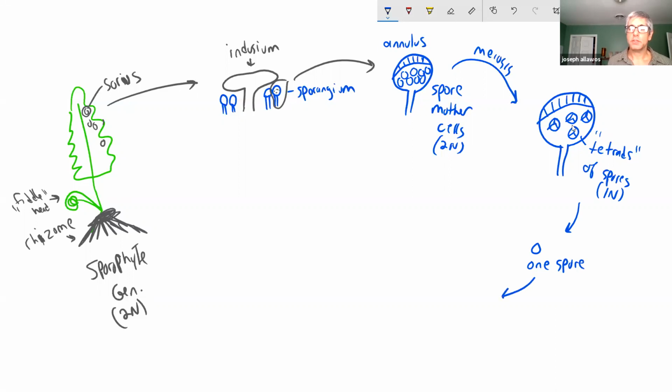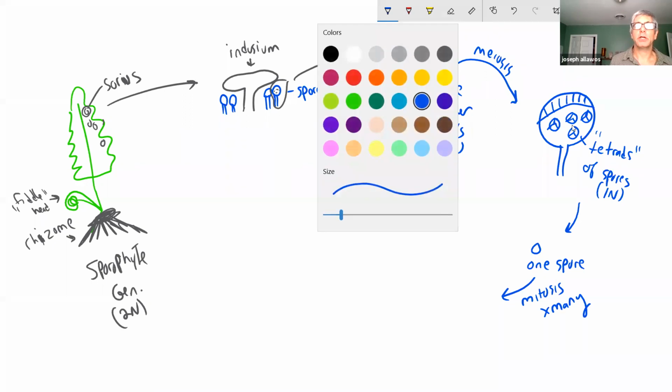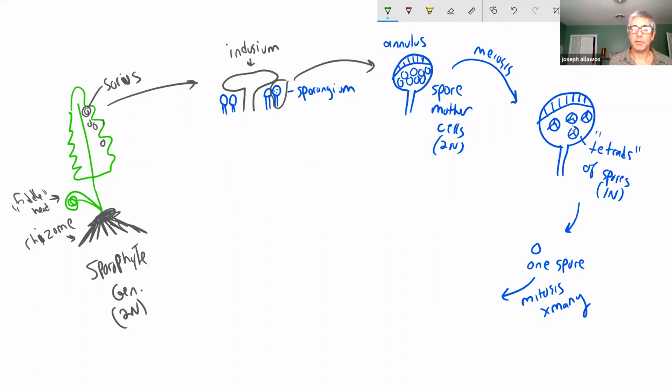Okay, and that one spore does mitosis times many to make the gametophyte generation, which we must do in green because it is green. And I'm going to draw it big. It's a little heart-shaped structure. In real life, it's about that big. It's tiny. It's a quarter of your pinky nail at the most. And so it's crazy to think that the entire life cycle of this organism really hinges upon this little gametophyte.